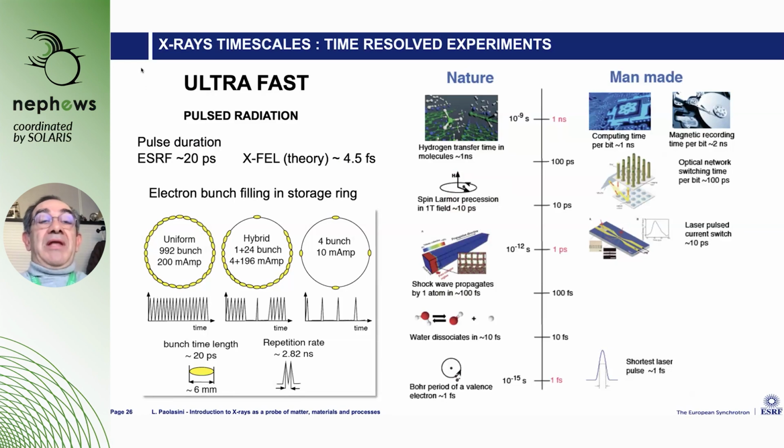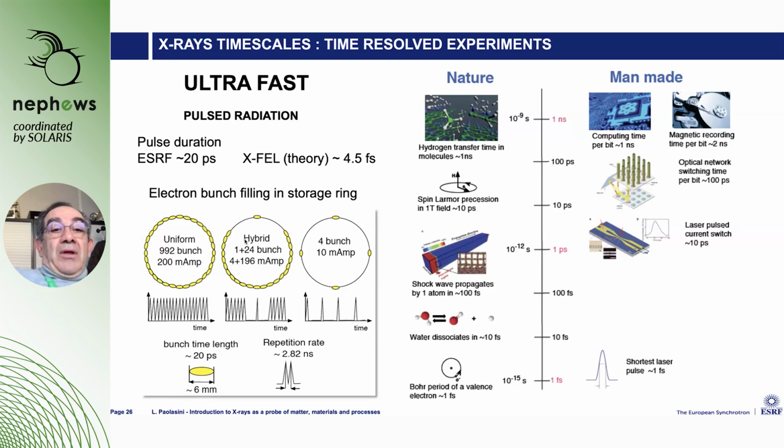But as anticipated, we fill the synchrotron not with a single electron, but with an electron bunch, and there is the possibility to fill the ring with a different distribution, a uniform distribution, and the resulting radiation is pulsed. Here is an example of the bunch time length: 20 picoseconds is the interval between the different bunches of electrons in the case of uniform filling.